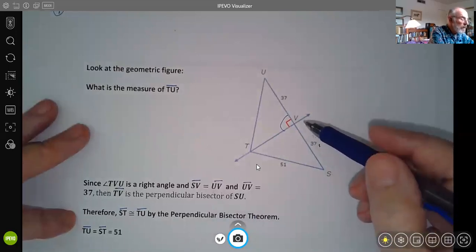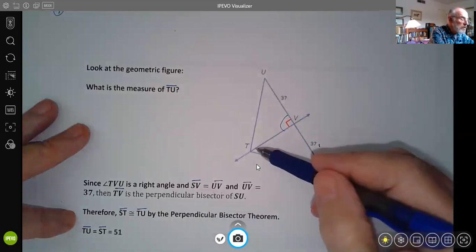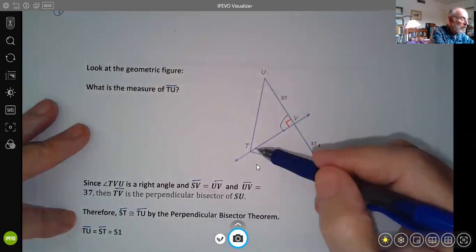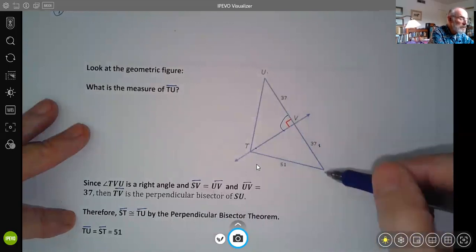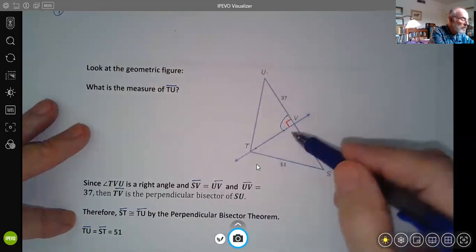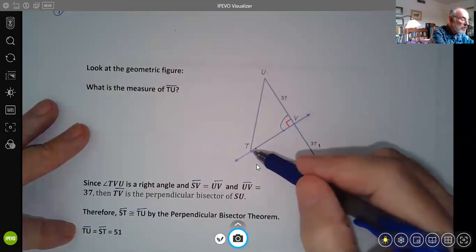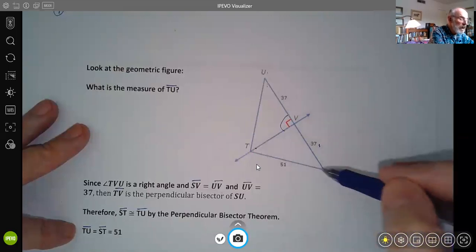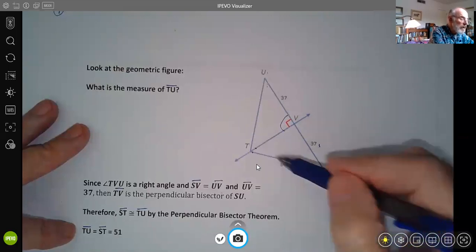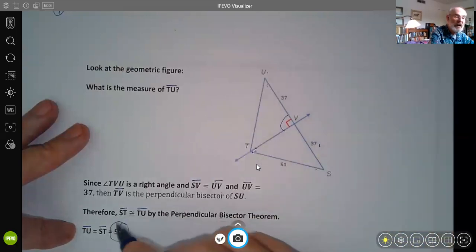Therefore, ST is congruent to TU by the perpendicular bisector theorem simply because T is also on the perpendicular bisector as stated. So in this case, TU equals ST, and ST equals 51, therefore TU has to equal 51. So there's your answer.